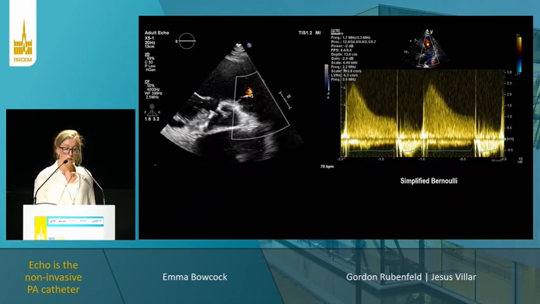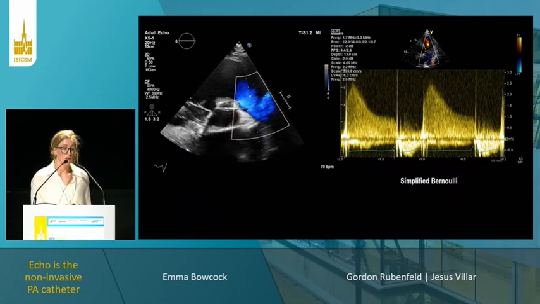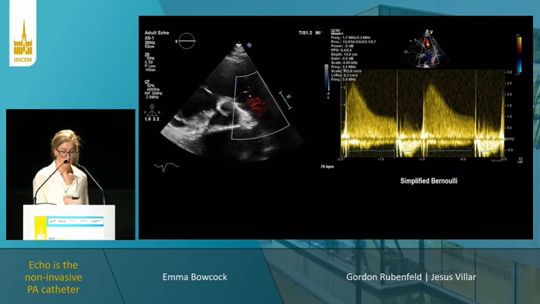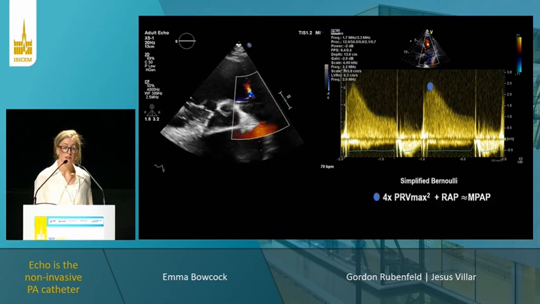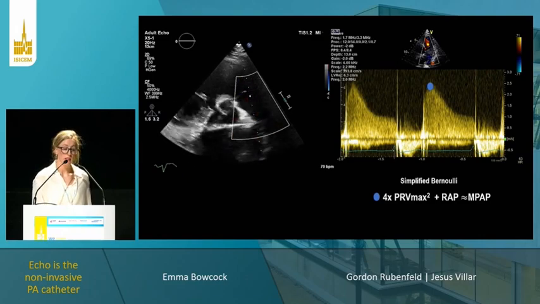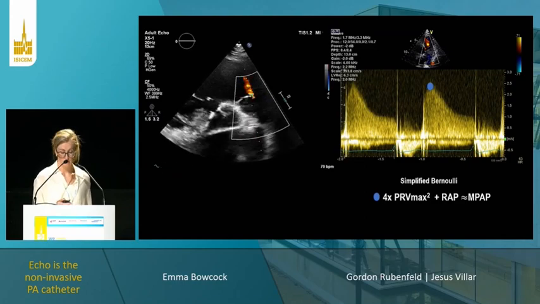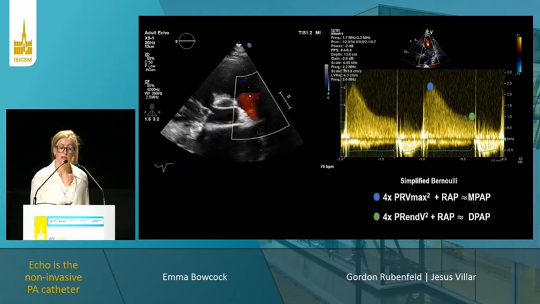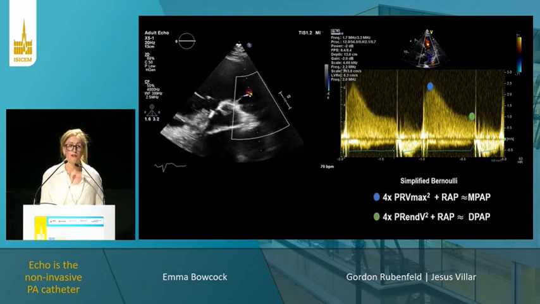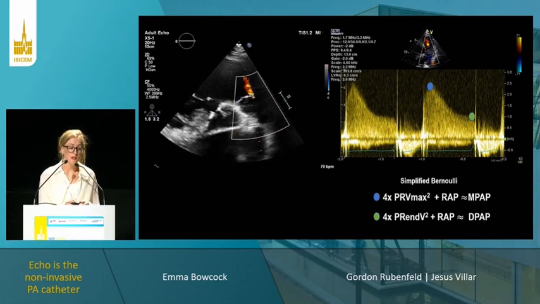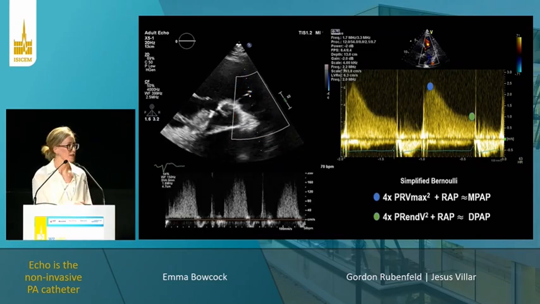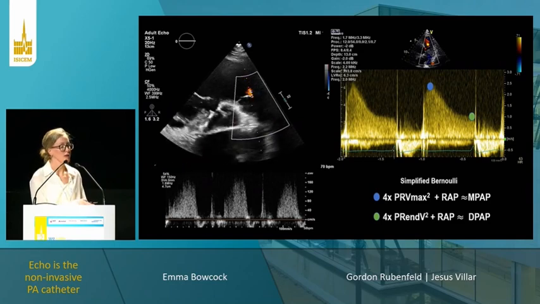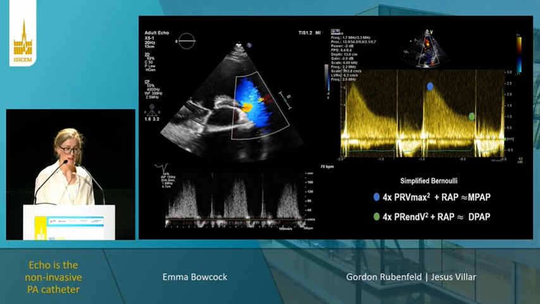We can look at the pulmonary regurgitant jet in many different windows with echocardiography or with transesophageal, and using continuous wave Doppler again, we can get flow profiles that look something like this, where we use the maximal PR velocity, and again, using the simplified Bernoulli equation, this gives us an estimate of mean pulmonary artery pressure. We can use end diastolic velocities to get estimates of diastolic pulmonary artery pressure. But for those of you that do echocardiography routinely, you'll know that this textbook continuous Doppler profile isn't what we get. We usually get something that looks a little more like this, and it's hard to know exactly where to put your pointer to measure these pressures.